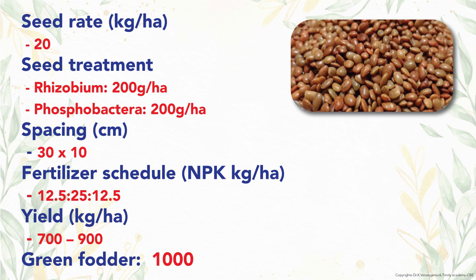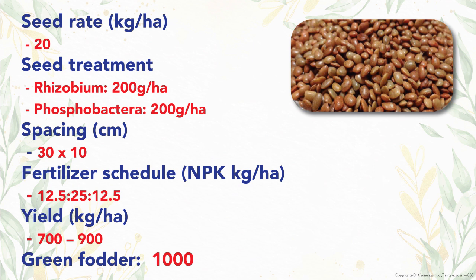2 to 3 seeds are sown adopting 30 by 10 centimeter spacing. Fertilizer recommended for horse gram is 12.5, 25 and 12.5 kilogram NPK per hectare. Yield of horse gram is 700 to 900 kilogram with a green fodder of 1000 kilogram for 1 hectare.